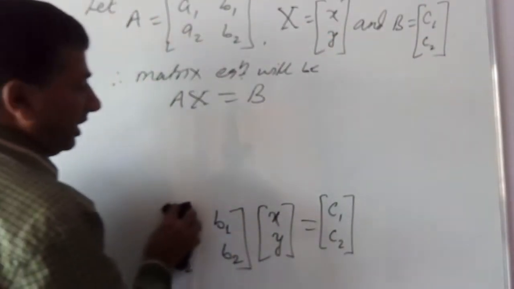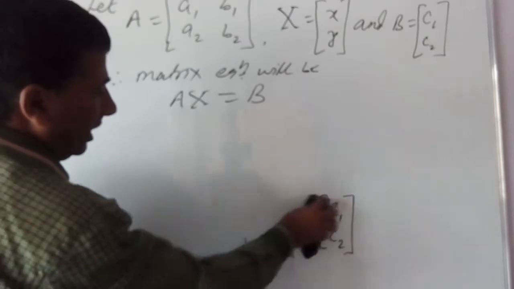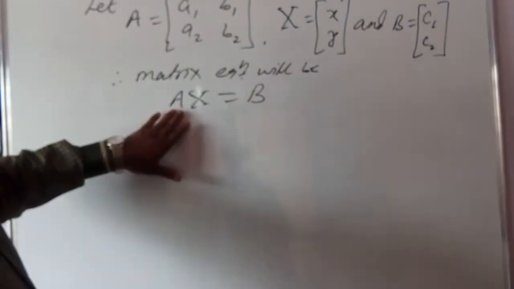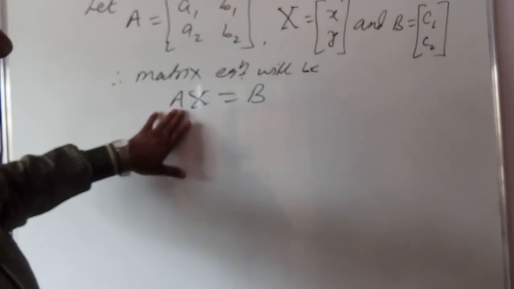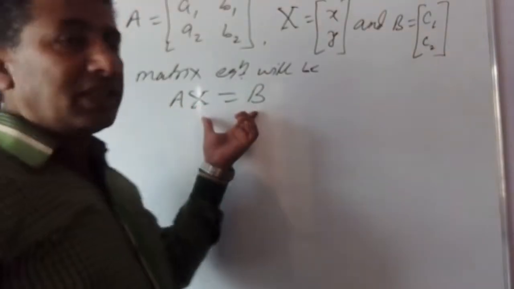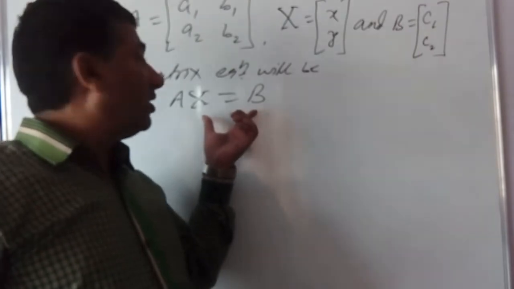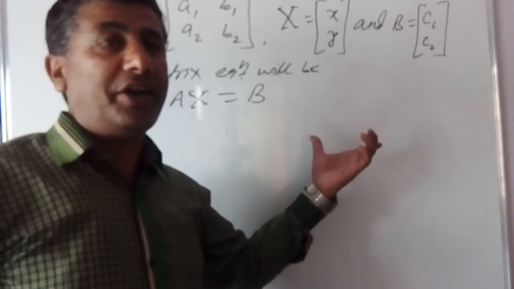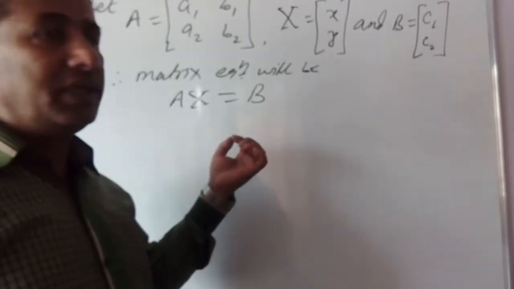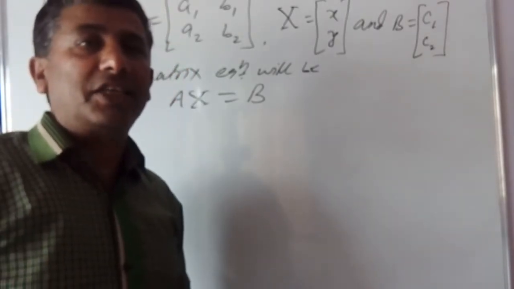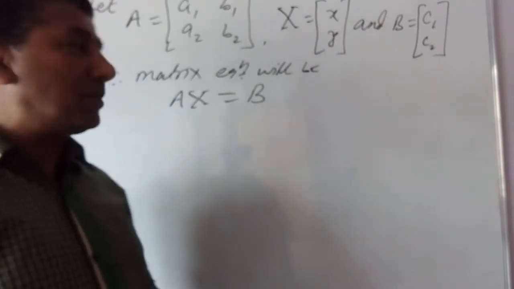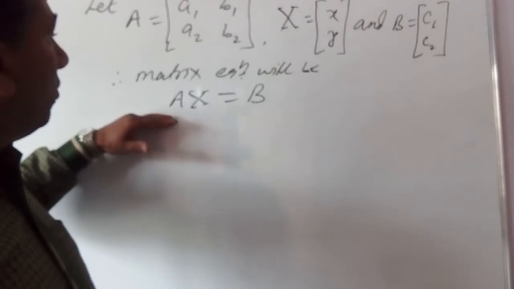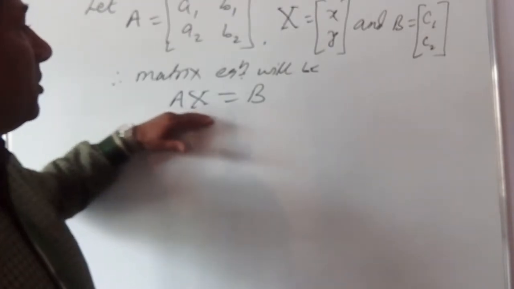Now how to find this xy? After this, we have to remove this A from here. In the case of matrices, we cannot remove this A just like a number in an equation. One property of matrices is that matrix multiplication is not commutative. That's why to remove this A, we have to multiply. How to remove this one?